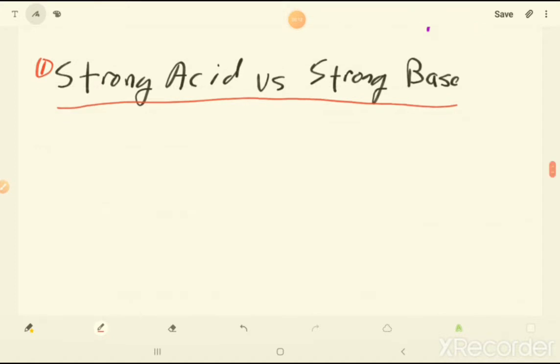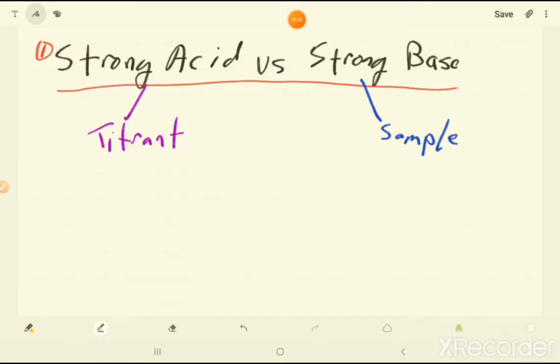So the first category that we're going to look at, which is something you would most likely have seen in Chem 20, is a strong acid versus a strong base titration. Let's say our strong acid, which would be any of the first 6 in the data booklet, would be the titrant, the substance inside the burette, and a strong base, meaning anything with a hydroxide ion directly attached to it, would be the sample.